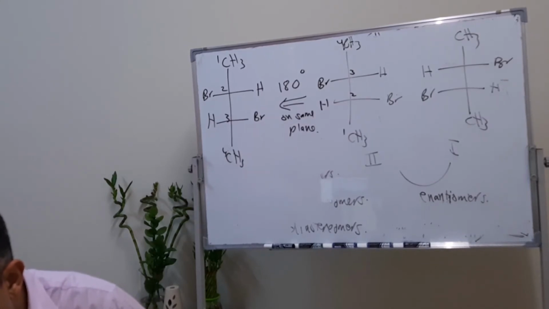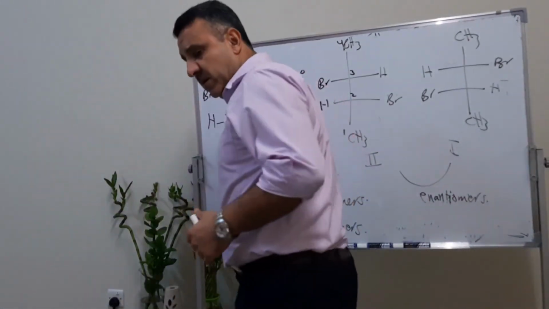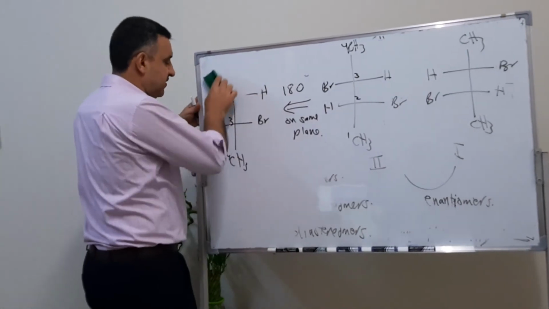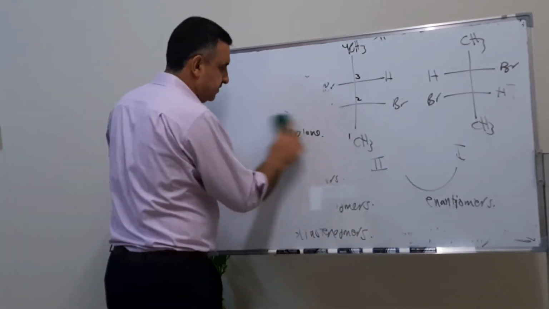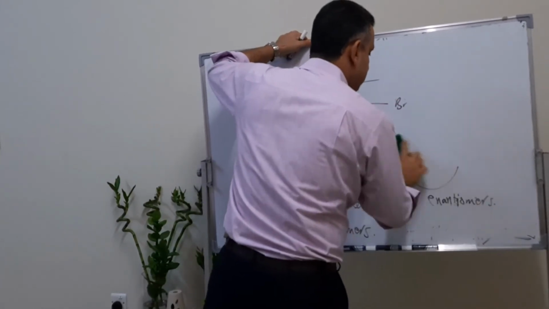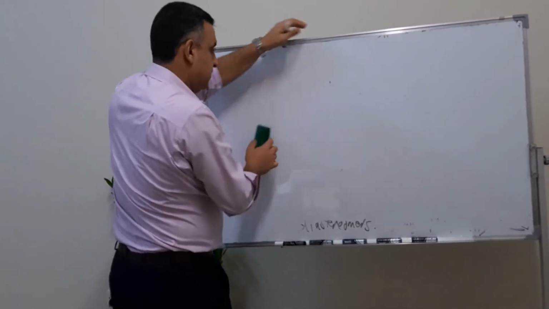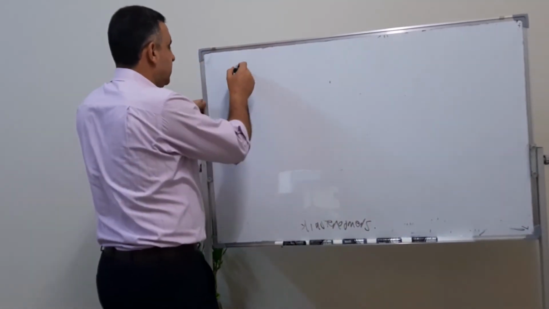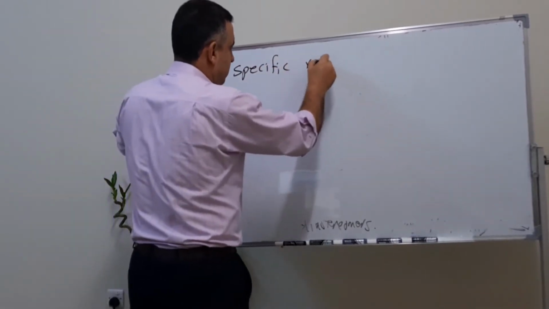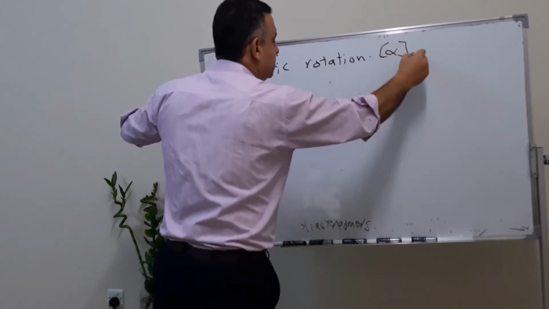Perfect. Wonderful. Now let's go back to something about what we call the specific rotation of a compound, which we call alpha D.